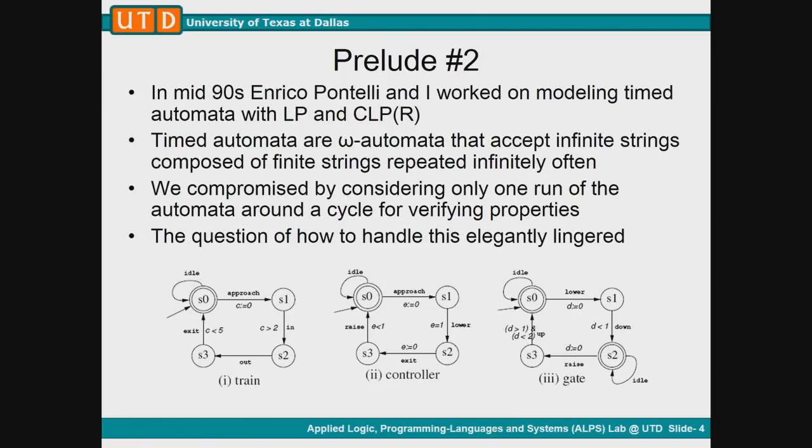And then in the mid-90s, my PhD student Enrico Pontelli and I worked on modeling timed automata with logic programming and constraint logic programming. And if you've done any work in timed automata, then you probably recognize this picture of a train controller gate modeling at a train crossing. And these are omega automata that run forever. So we used constraint logic, and they have stopwatches because they're timed. So we wanted to verify properties of these timed automata by modeling them in logic programming, and we'll see more details later, using constraint logic programming for modeling the time constraint.